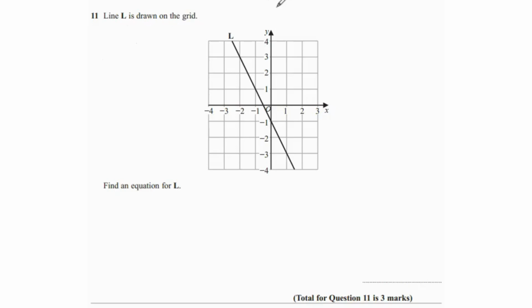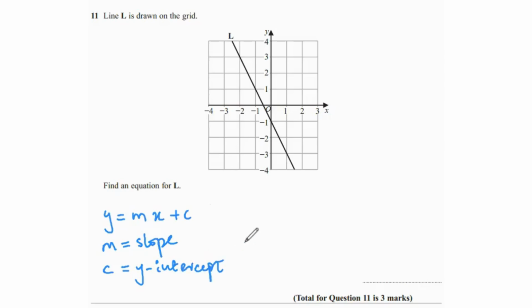Line L is drawn on the grid. Find an equation for L. So they've drawn the line for L. So to find an equation, we use the slope-intercept form, which is y equals mx plus c. So in the slope-intercept form, we need the intercept and the slope. m is your slope and c is your y-intercept. x and y are the coordinates for any point that lies on the line.